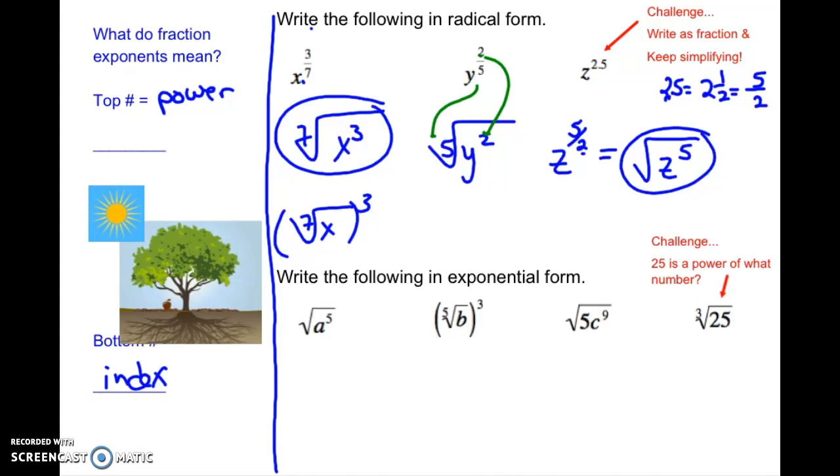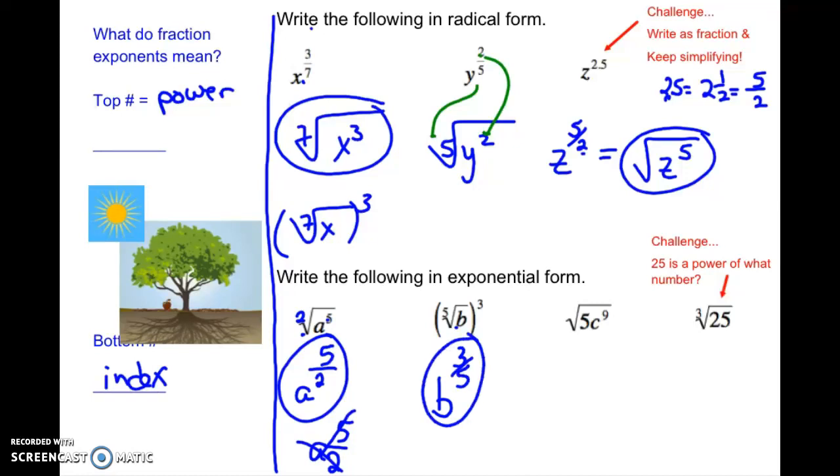Now we want to start with the radical sign and end up with a fractional exponent. So remember, in this first one down here, our index is 2. So that's going to be a. The power is 5, so that's on the top. The index is 2, so that's on the bottom. We want to avoid making it look like this. Okay, that's no good. The 5/2 needs to be an exponent. Here we've got the radicand b. The power is 3. The index is 5. So b to the 3/5.